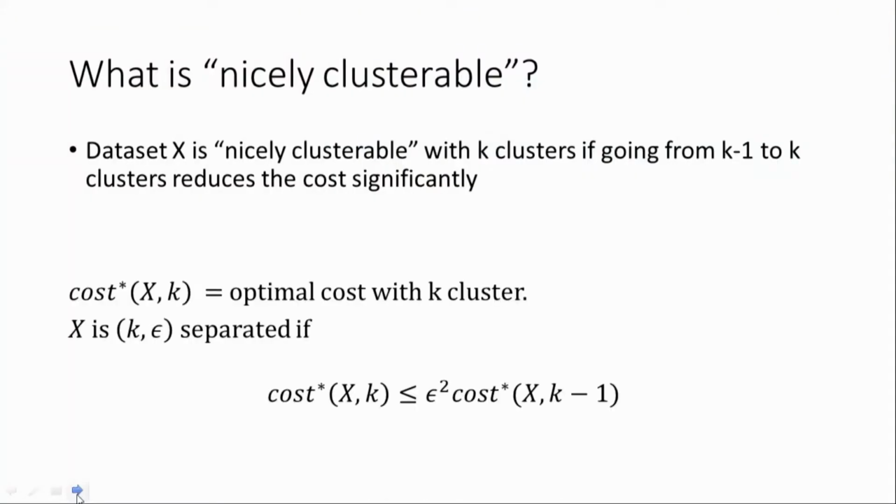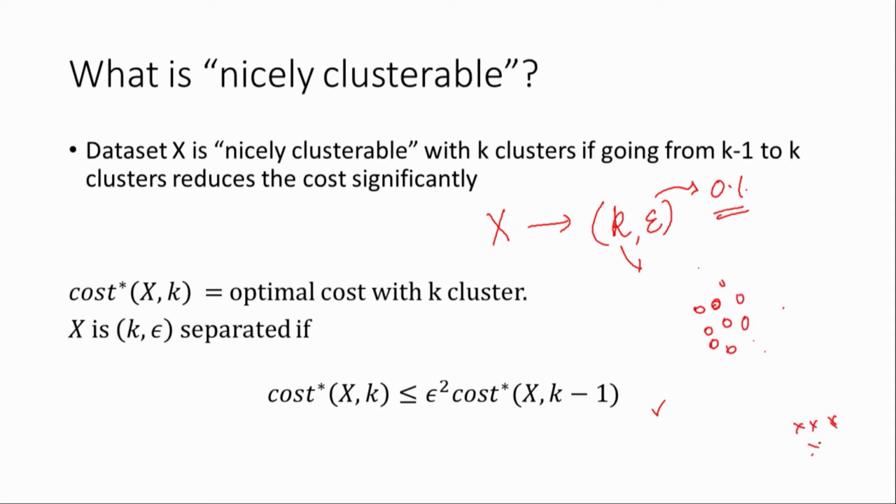So let's look at a more precise definition of what is nicely clusterable. We call a data set nicely clusterable with the parameters k and epsilon. Think of k as the number k and epsilon as something like 0.1. If the following happens: imagine this point set. There are a bunch of points here, then there are a bunch of points here.